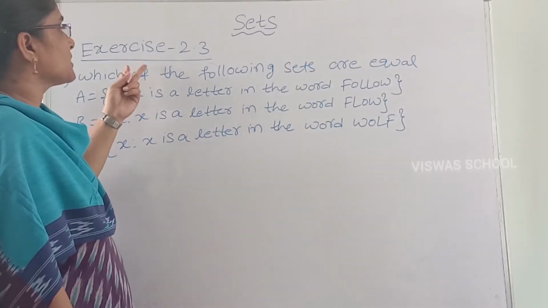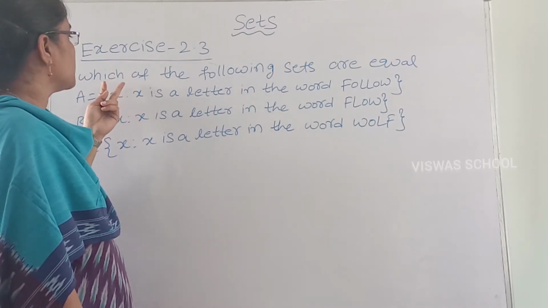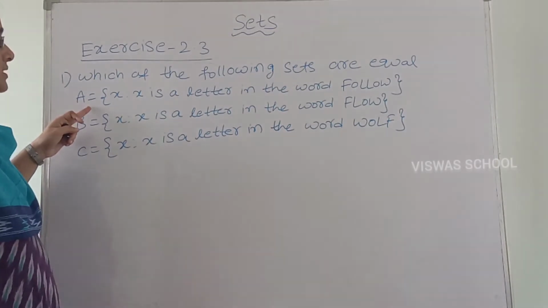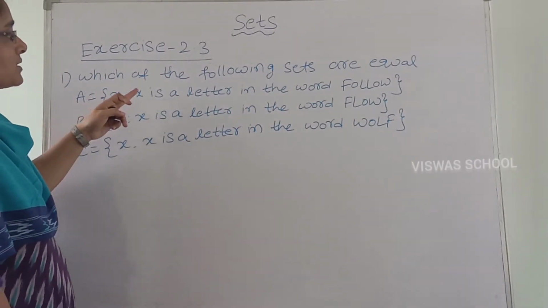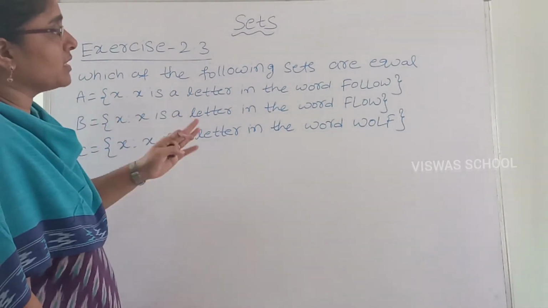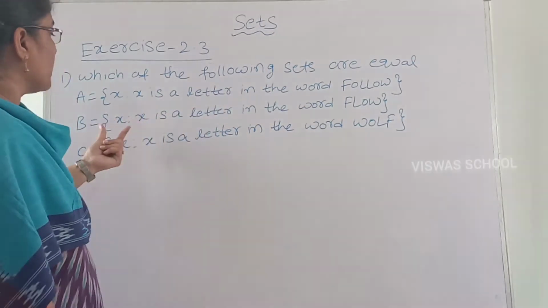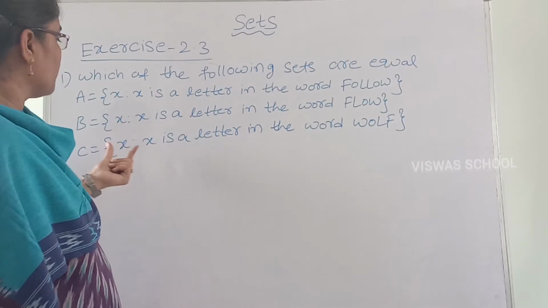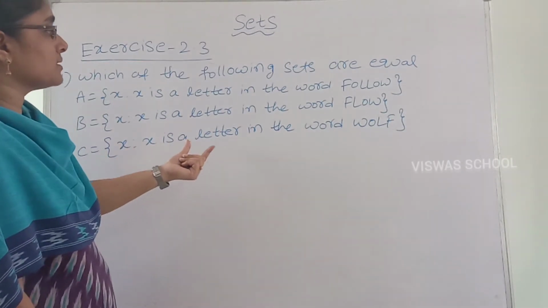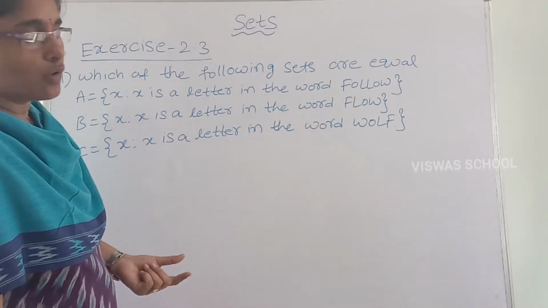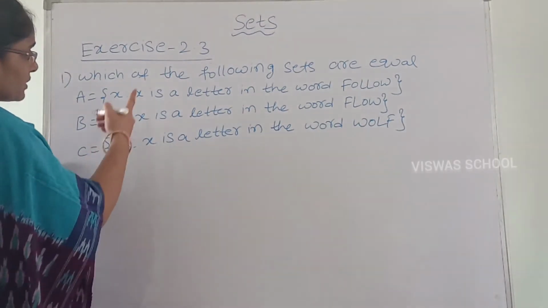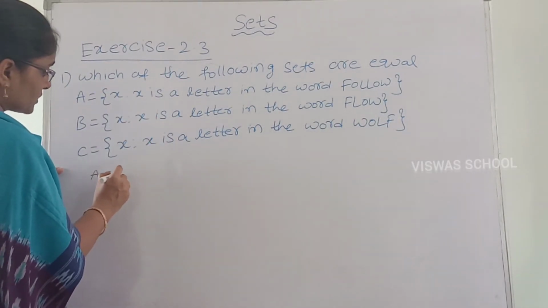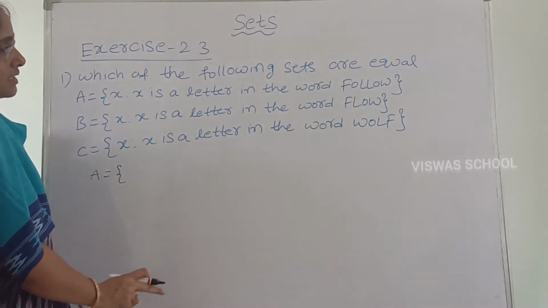Next one is exercise 2.3. In that, the first one is: which of the following sets are equal? In that, first is A equals X such that X is a letter in the word follow, and B equals X such that X is a letter in the word flow, and C equals X such that X is a letter in the word wolf. Now here these are in set builder form. Now we have to write these in roster form.